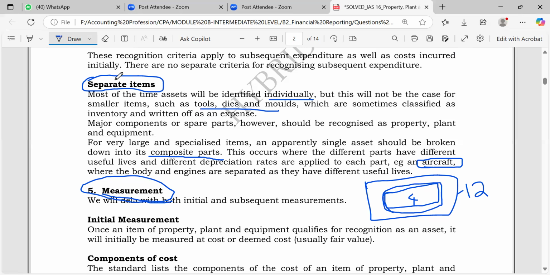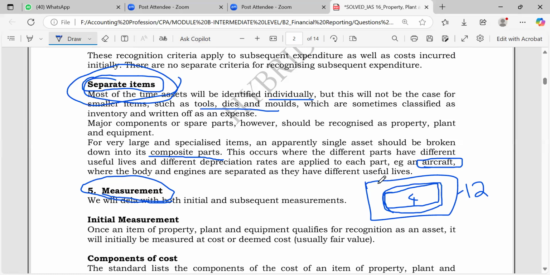Point here, on this category of separate items, they are trying to speak of what to do when you have some items mingling, right? If they are very little items, you may decide to put them with inventory, or you may expense them to the income statement. If they are huge items, you treat them separately. Just like for the airplane here, right?